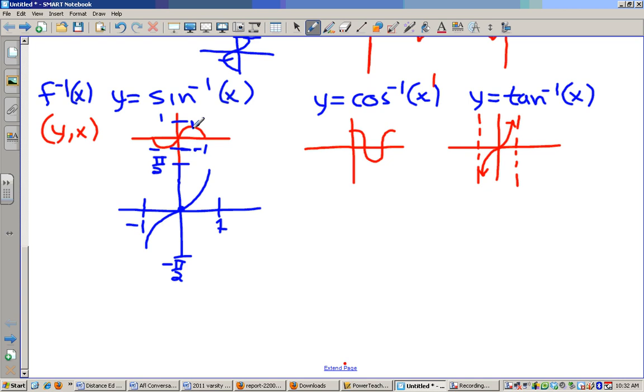Now, cosine is a little bit different. It's the same idea. You know, cosine goes from negative 1 to positive 1, correct?